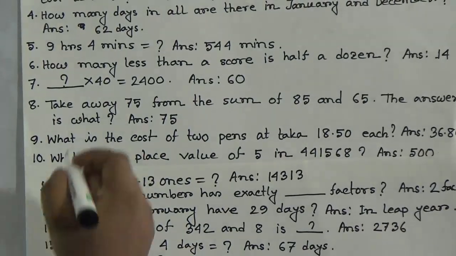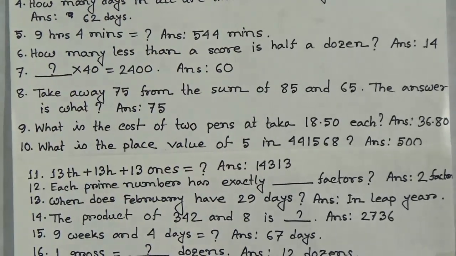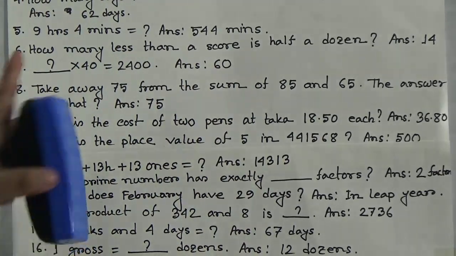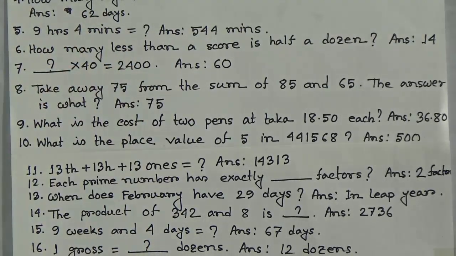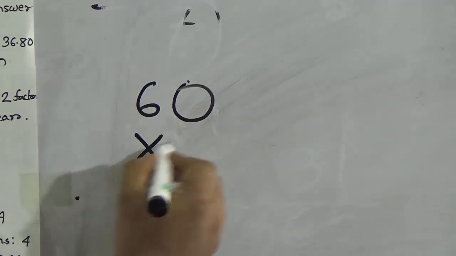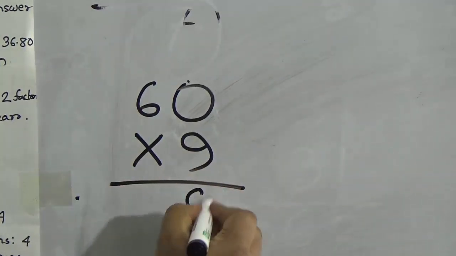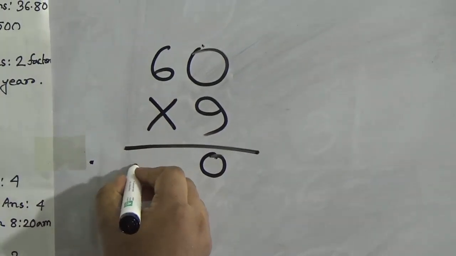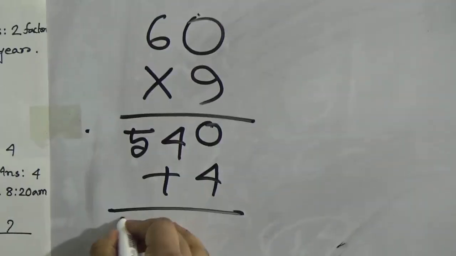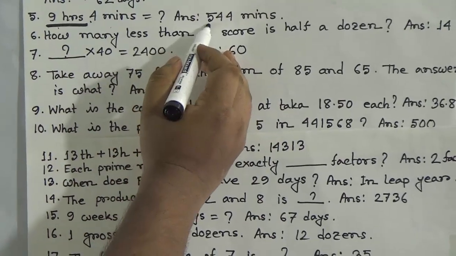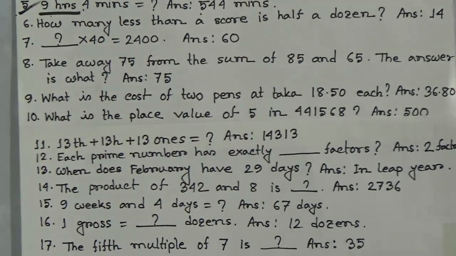Our next question is 9 hours 4 minutes equals how many minutes? So at first we convert this 9 hours into minutes, then we add this 4 minutes with that, and we get the answer. We know that 1 hour equals 60 minutes. So we multiply this 60 by 9. 9 6s are 54, so 540, and 4 minutes left. These 4 minutes are added with this 540, then we get 544 minutes. So 9 hours 4 minutes equals 544 minutes. Number 4 question is done.